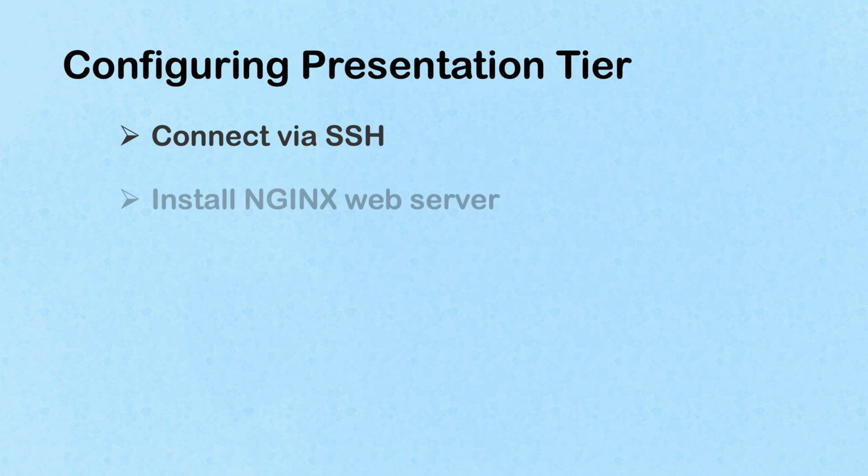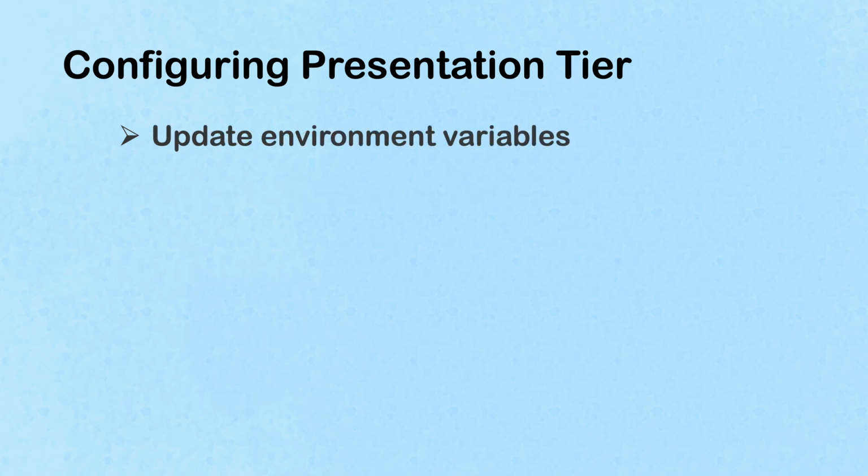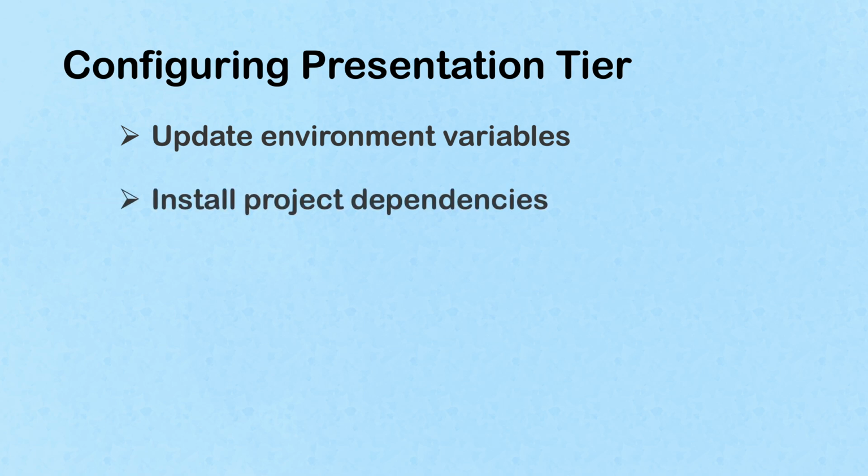Moving to the presentation tier, we'll access the EC2 instance. If not already installed via user data, we'll install Nginx. We'll set up Git and clone the necessary repository. Subsequently, we'll install Node.js and configure the frontend environment variables. We'll install the necessary project dependencies.